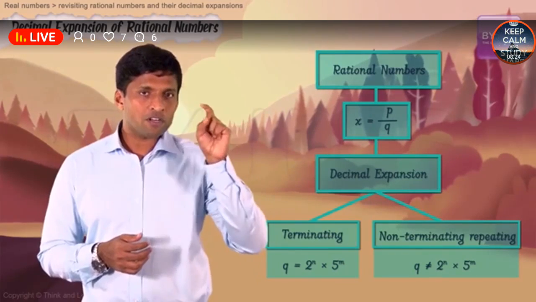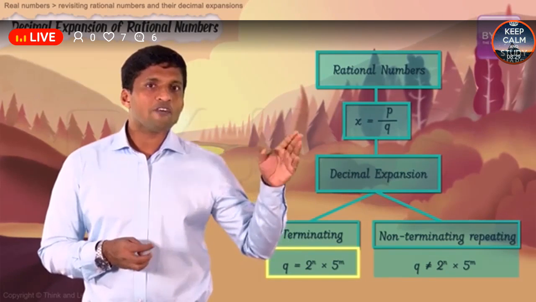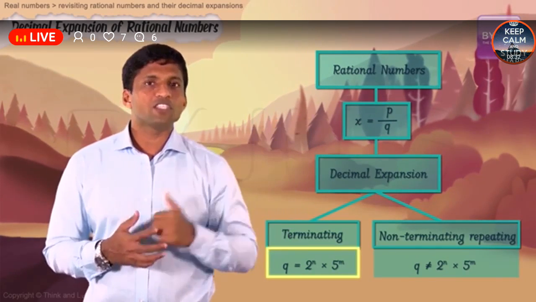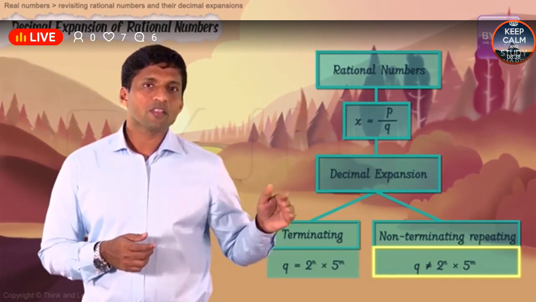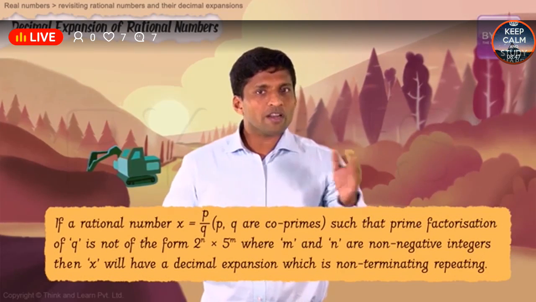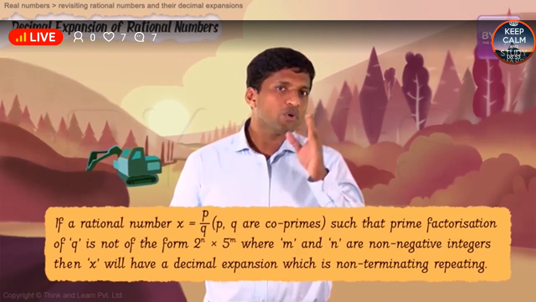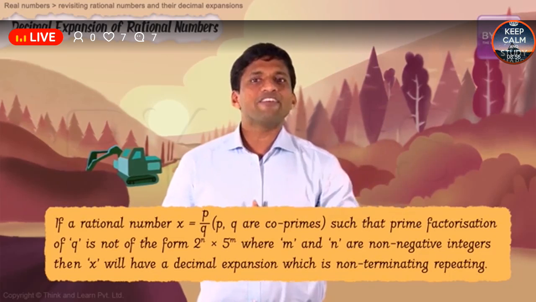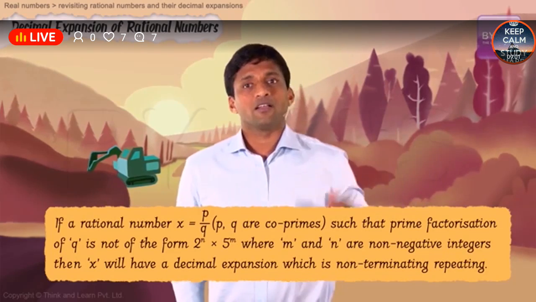So the two important points: when x is P by Q, if Q is a power of 2 or a power of 5, or otherwise of the format 2 raised to n into 5 raised to m, then it will terminate. If it is not of the form 2 raised to n 5 raised to m, it will be non-terminating, repeating. If you want to write it down properly: let x equal to P by Q be a rational number such that the prime factorization of Q is not of the form 2 raised to n 5 raised to m, where m and n are non-negative integers. Then x has a decimal expansion which is non-terminating, repeating.